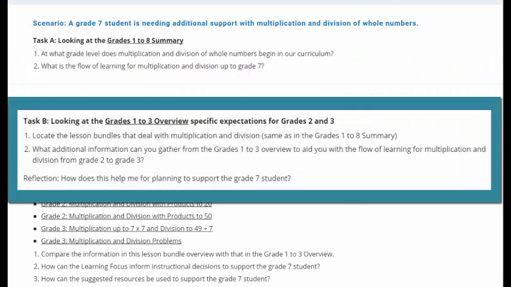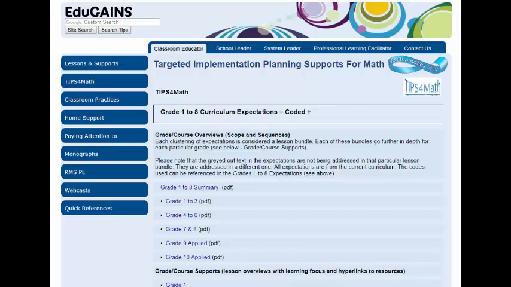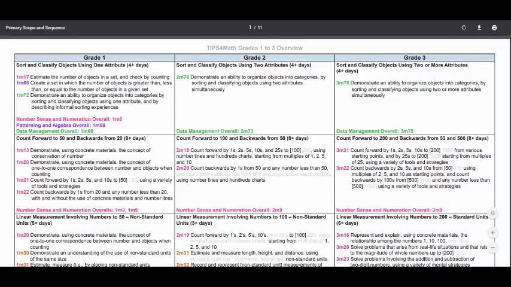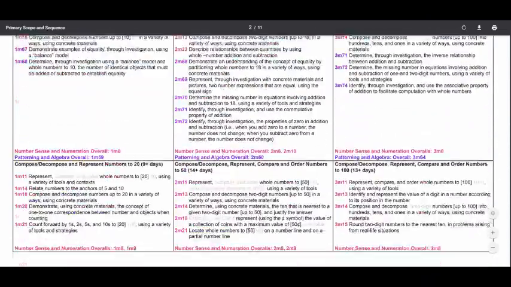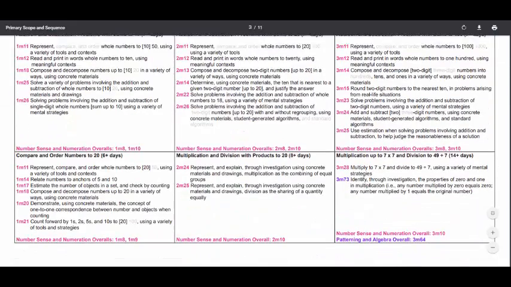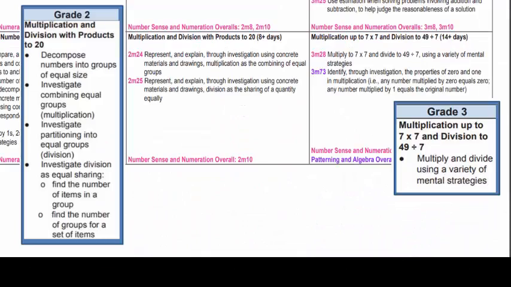Task B. Let's see what additional information I can get by looking at the grades 1 to 3 overviews that is from the curriculum expectations. I can see that the exploration in grade 2 involves the use of concrete materials and drawings, and that in grade 3, I'm also needing to involve the properties of multiplying by 0 and 1.